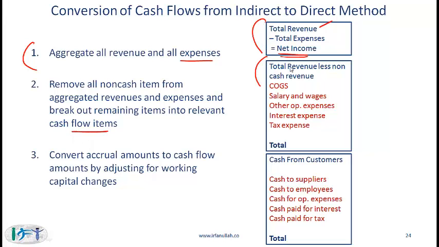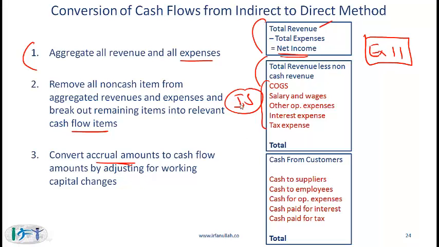The major item here would be to take your revenue and remove non-cash revenue such as gain on sale of equipment. This material, by the way, is illustrated quite well in Exhibit 11 in the curriculum. So if you also follow along from the curriculum, this discussion will be a little bit easier. The cost of goods sold, salary and wages, etc., all this information you can get from the income statement.